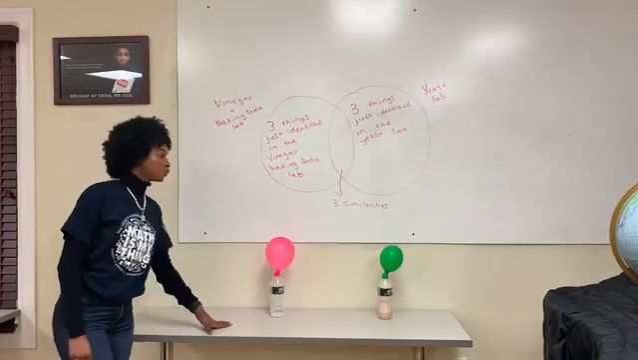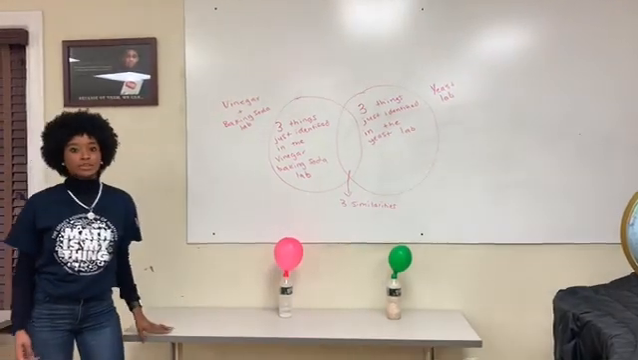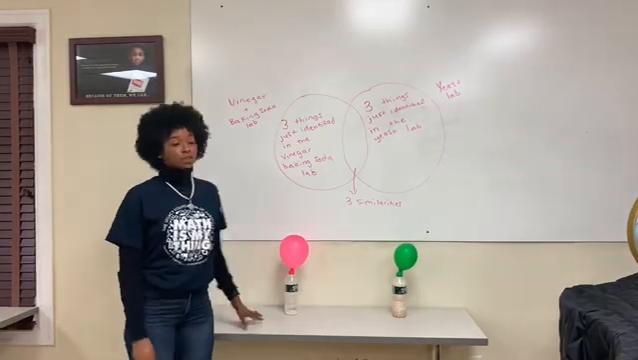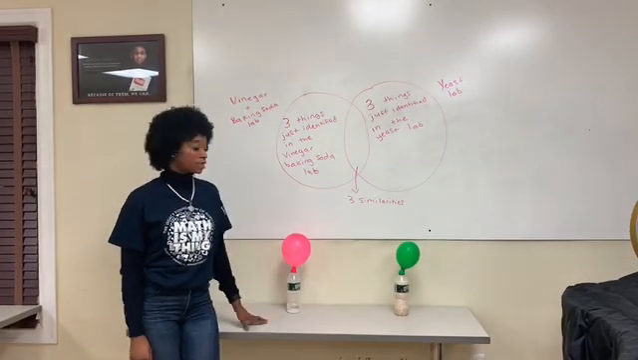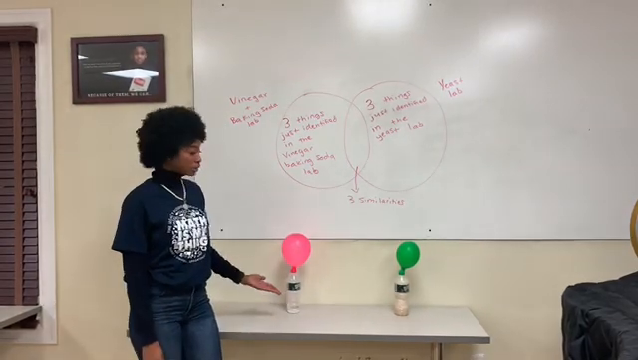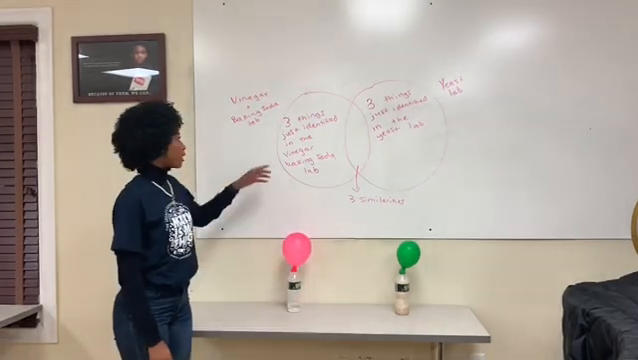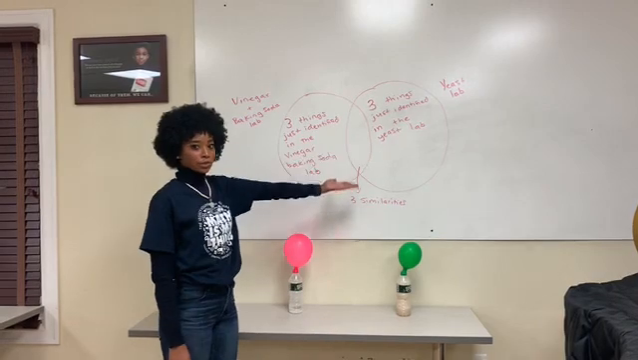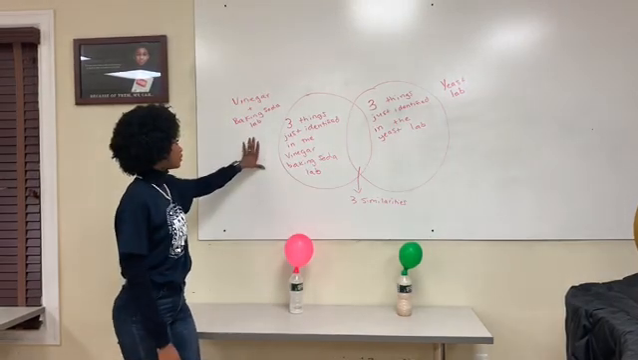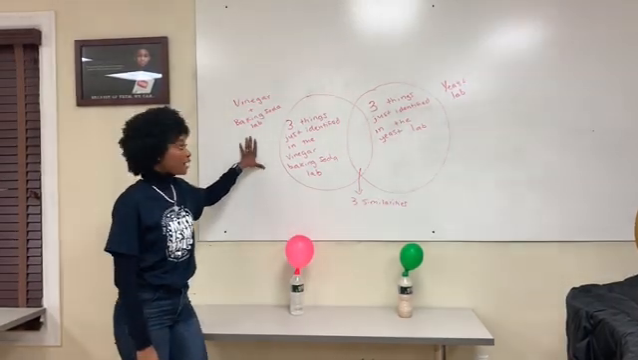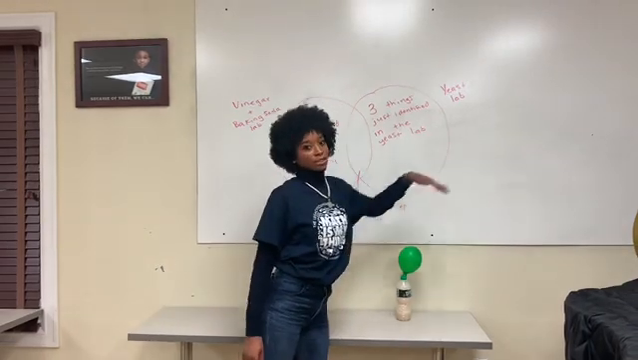In addition to the conclusion questions that are posted on your Google Classroom, I would like you to also create a Venn diagram that compares and contrasts our vinegar and baking soda lab to our yeast lab. To complete a Venn diagram, you have to draw 2 overlapping circles like this. And on one side, you're going to label it vinegar and baking soda lab, and on the other side, you're going to label it the yeast lab.